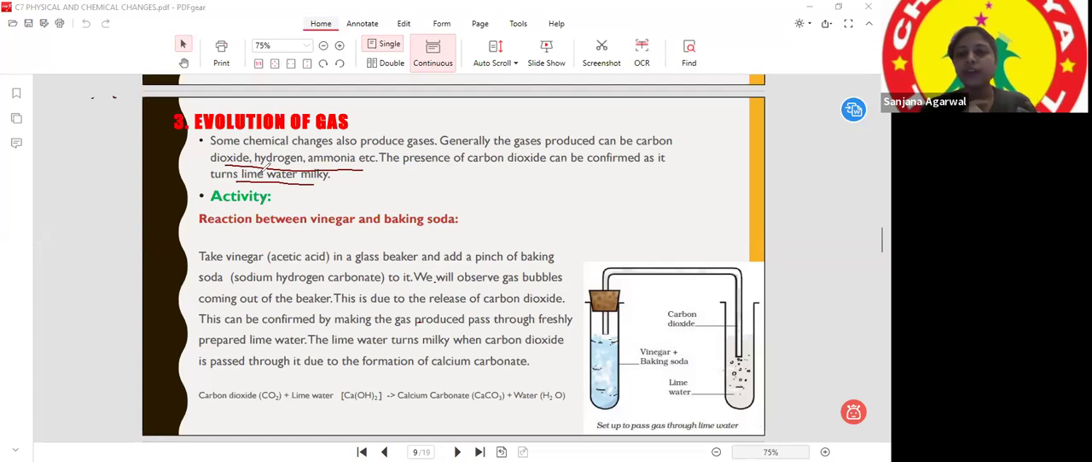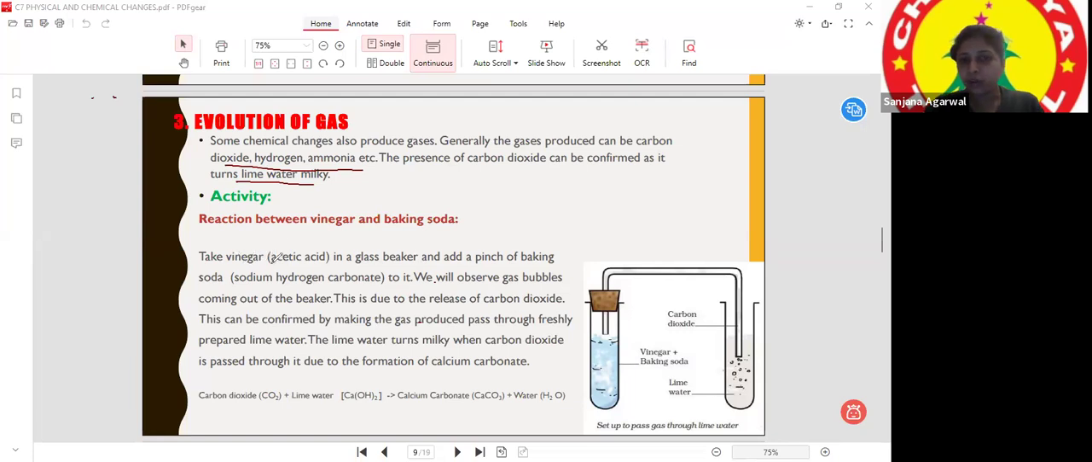For hydrogen, if we bring a matchstick near the gas, wherever it is evolving out, it will burn with a pop sound. Okay, so these two are the ways to confirm which gas it is. Now, here is a very good activity that you people can also perform.